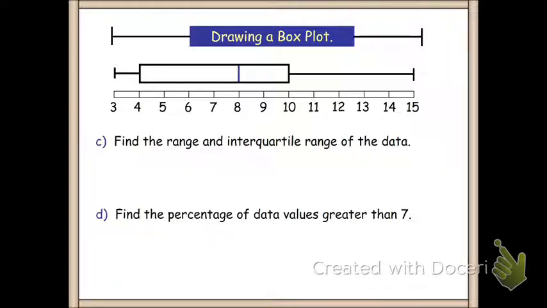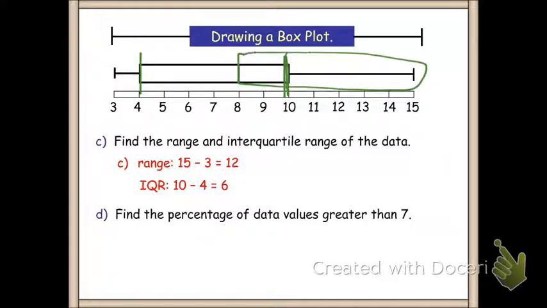Find the range and interquartile range of the data. The range, highest minus lowest. Interquartile range comes from taking the two quartiles and subtracting them. Percentage of data value is greater than 7, so that would be 8 or more. That'd be 50% of the data values.